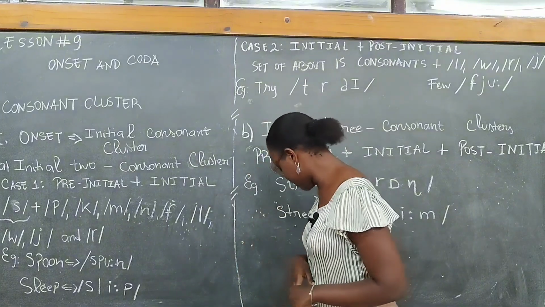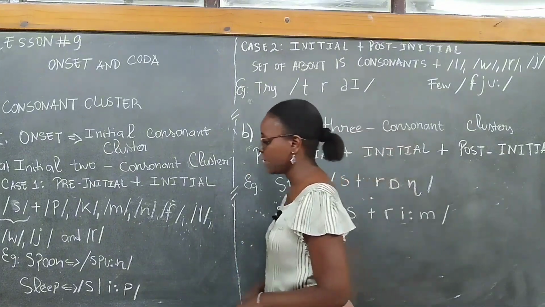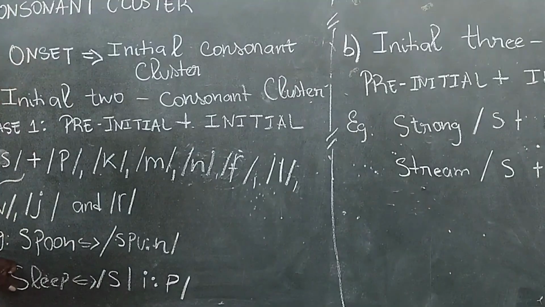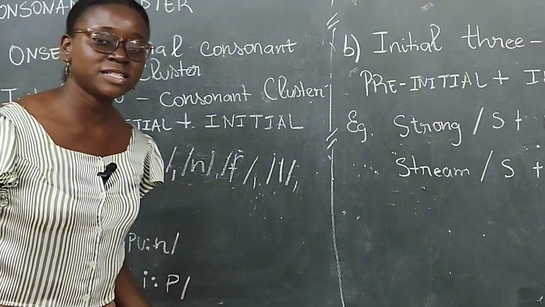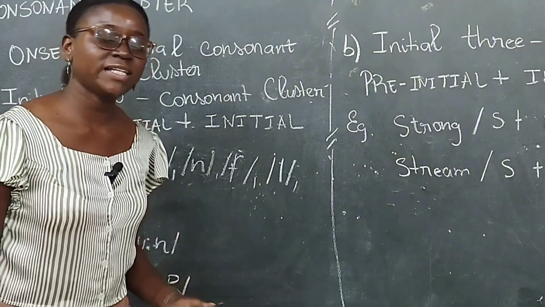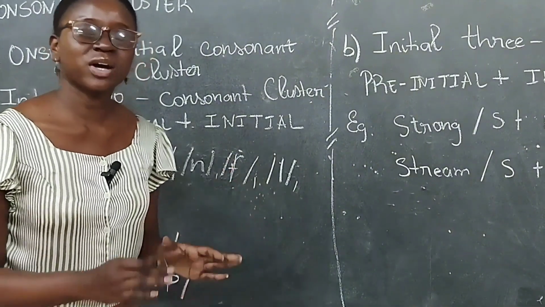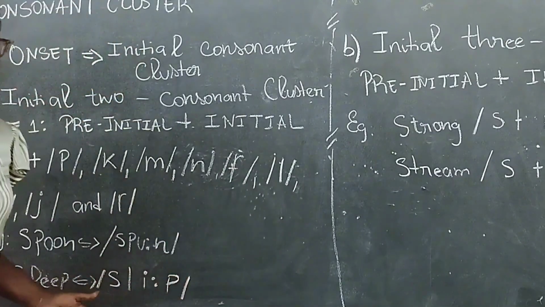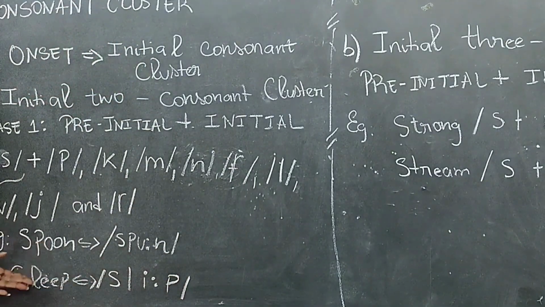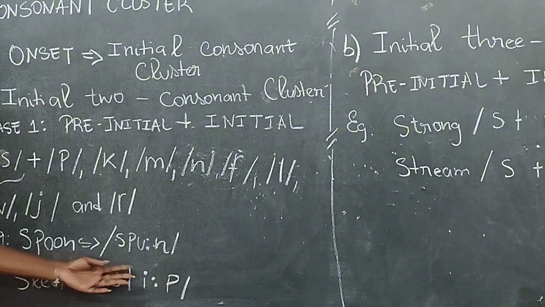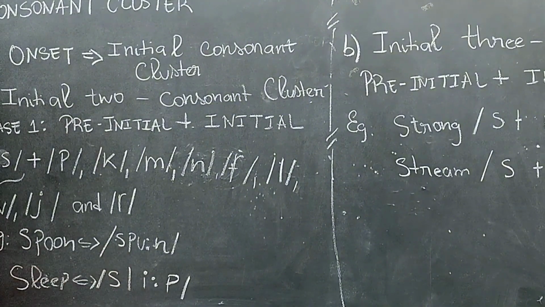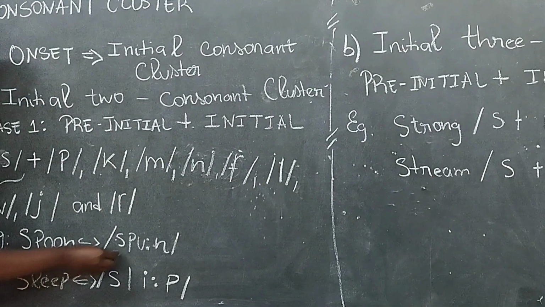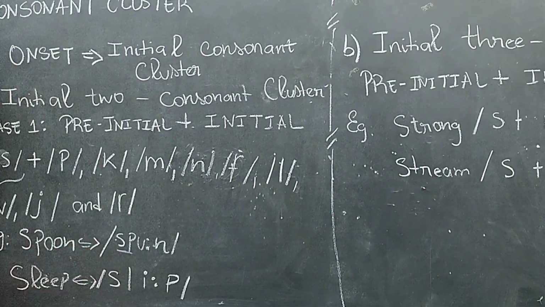To understand it better, let's look at some examples. We have here spoon and sleep. And we have to remember that to understand this deeply, we have to look at the word's transcription to analyze its sounds. And that's what we did here. We transcribed spoon and sleep. So spoon, sleep. If you pay attention, we have a combination of S and P at the beginning of the word. So we have initial 2 consonant clusters.